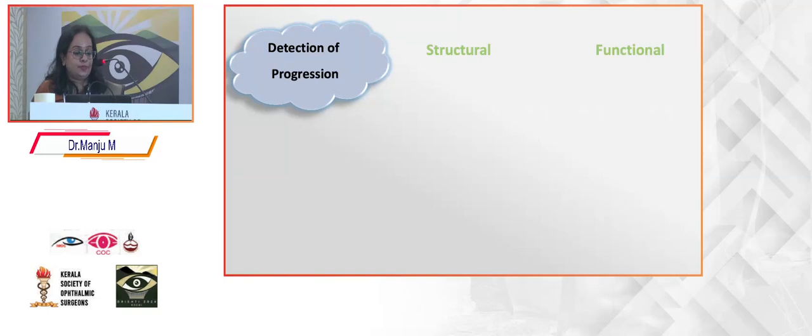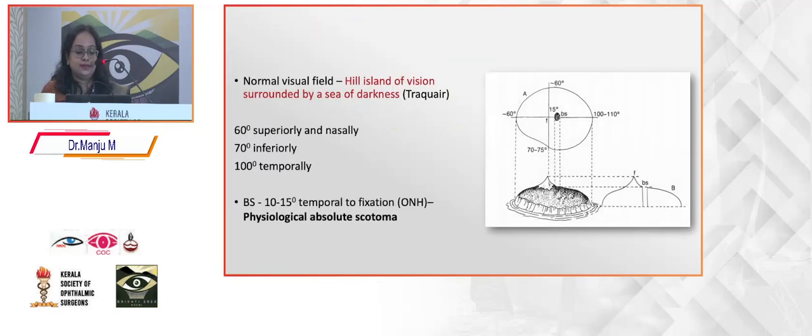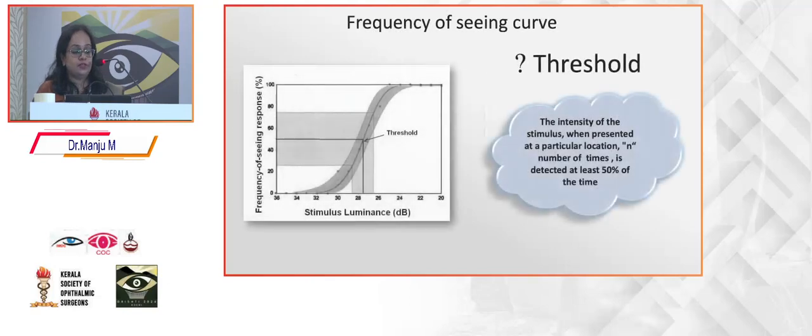So how to detect progression? It's by the structural or functional analysis of the glaucoma. Structural analysis is done by the optic nerve head analysis and OCT analysis, which is already covered, and the functional analysis is by the visual field analysis. A normal visual field is defined by Traquair as a hill island of vision surrounded by a sea of darkness. It's around 60 degrees superiorly and nasally, 70 degrees inferiorly and 100 degrees temporally. The blind spot is a physiological absolute scotoma, 10 to 15 degrees temporal to fixation.